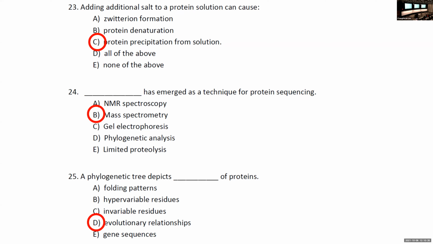Number 26, A. I think I've talked about that during my lecture. 27, C, and I'm pretty sure that's straightforward. Good question. So tryptophan is the largest amino acid, but why is it not the right answer?